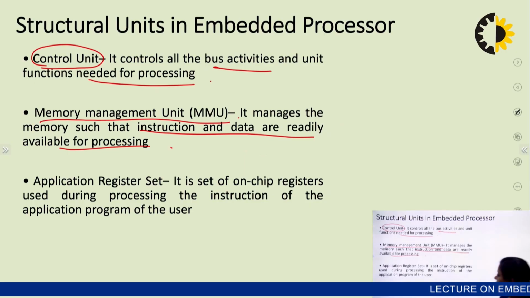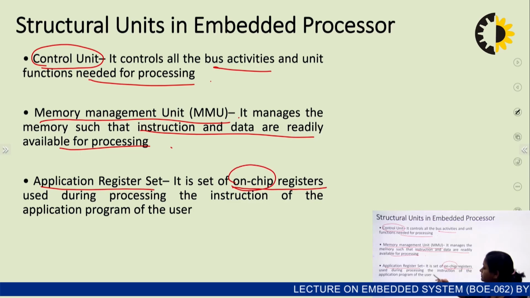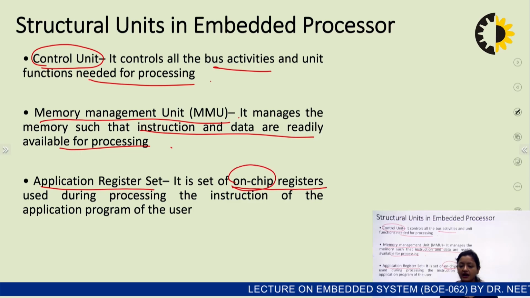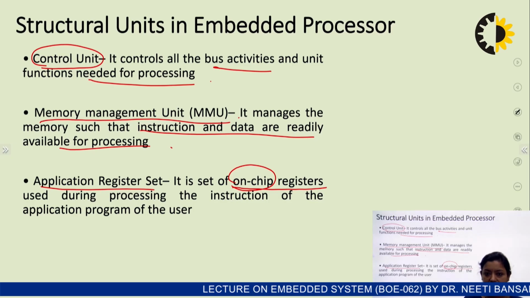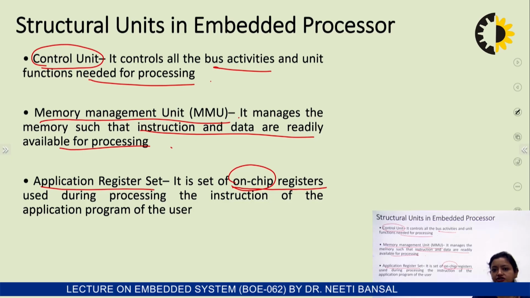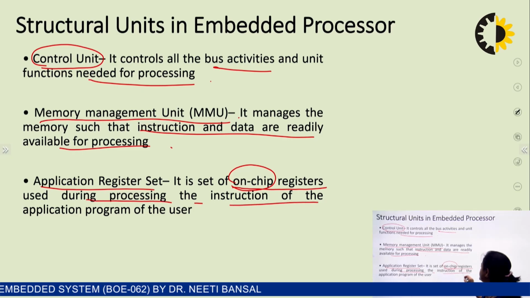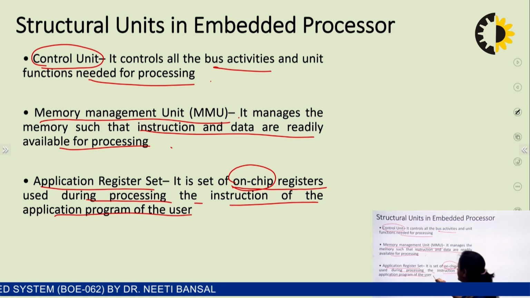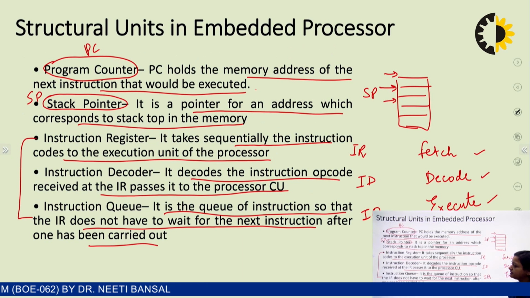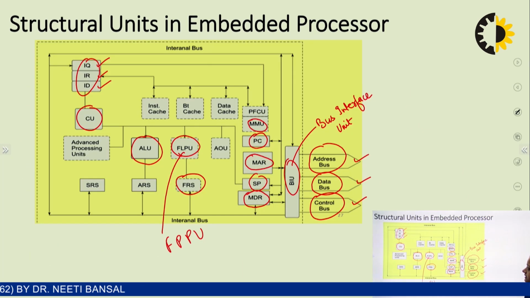Then we have application register set. It is a set of on-chip registers. On-chip मतलब आपके प्रोसेसर की चिप पे ही जो प्रेजेंट है, अलग से मेमोरी के साथ इंटरफेसिंग की बात नहीं कर रहे हैं हम. Here we are talking about the registers, the memory which is already present, embedded on the chip of your processor. So it is a set of on-chip registers which are used during processing the instructions of the application program of the user.